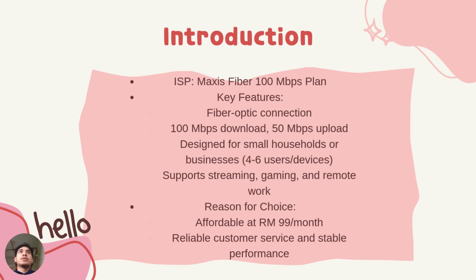This Maxis Fiber 100 Mbps plan uses a fiber optic connection which delivers high-speed internet directly from the ISP. Important components of this include, but are not limited to, a modem and a router, essential for internet use within a home. The reason for this choice is because it is affordable at 99 ringgit per month, with reliable customer service and stable performance.